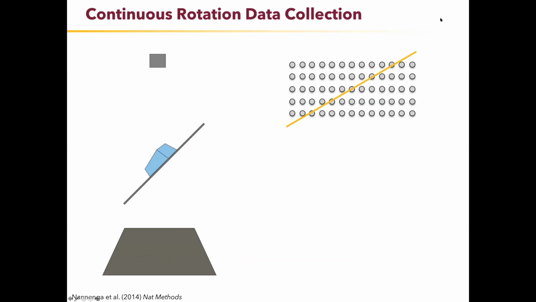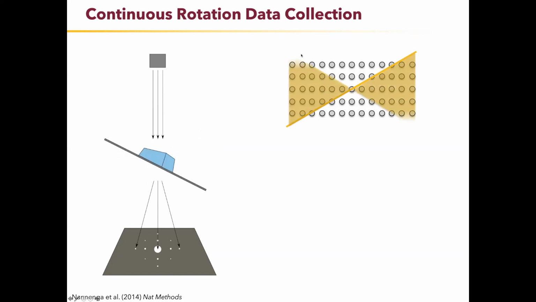Now you tilt your crystal, and if you were to take a single diffraction pattern, you would basically sample this area of reciprocal space. So again, not enough information to actually index this crystal, get the unit cell parameters, and get the orientation. However, if you collect multiple frames as the crystal rotates in the beam, you can fill up and sample a three-dimensional volume in reciprocal space here.